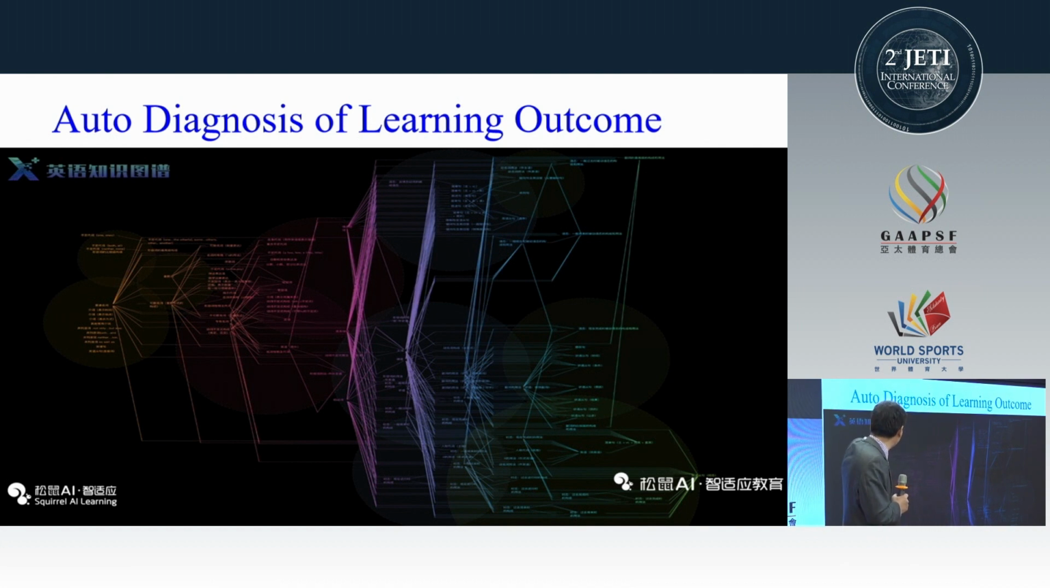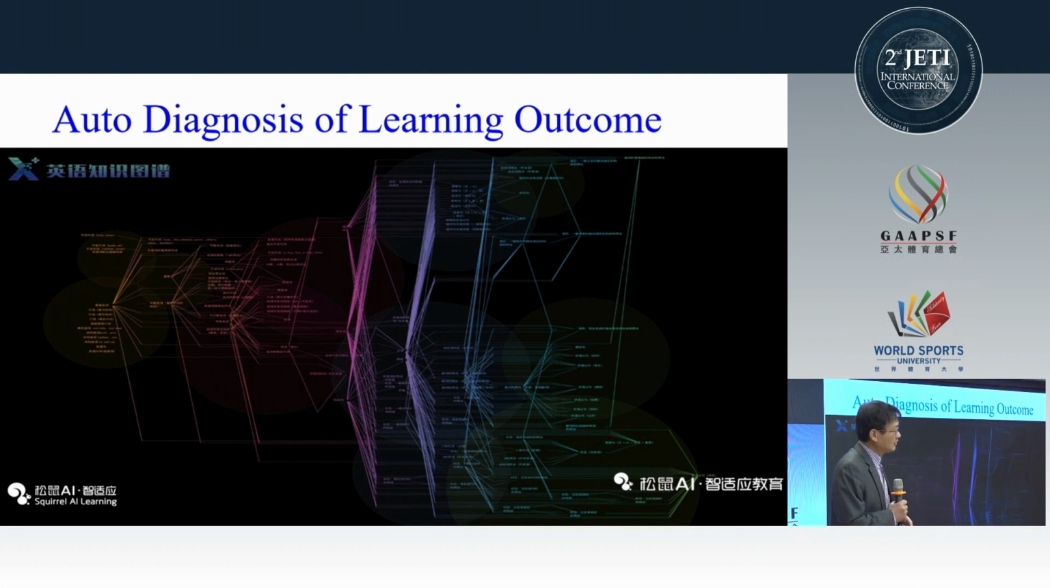This is the knowledge graph, which shows each student, for English and for math, which knowledge points they have learned well and which knowledge points they have not mastered well, through their homework. Based on this system, they have a tutorial system, and it is used by thousands of tutorial centers.